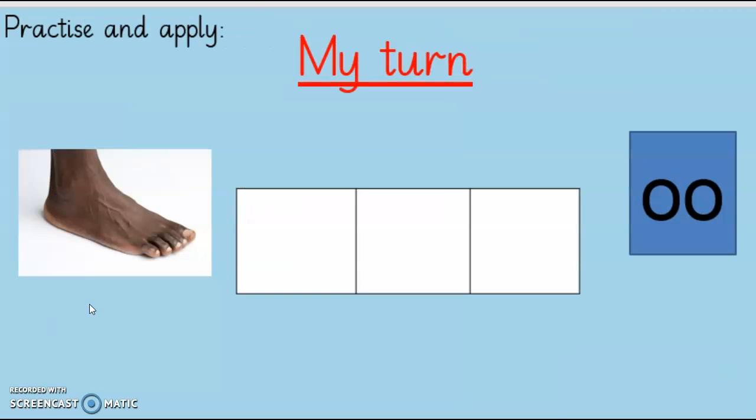We've got a picture now of a foot. Can you hear the digraph? Foot. Let's have a go at using our sound fingers. F, oo, t. Foot. How many sounds can you count? Let's do it one more time. See if we can do it a little bit faster now. F, oo, t. Foot. Have a go at writing it into your learning book.